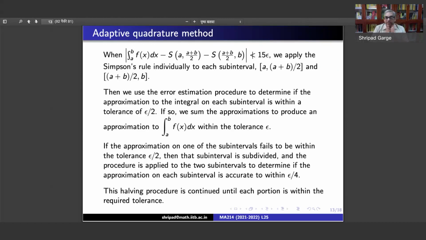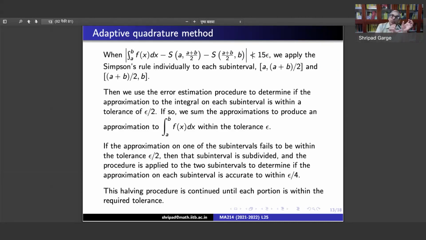So let me explain this once again. You want the epsilon tolerance on the whole interval. We have divided it into two parts, and suppose that the integration that we had obtained, S(a,b) minus S(a, a+h) minus S(a+h, b), is not less than 15 epsilon. Then of course you are not expecting that the integral value will be less than epsilon by 2 in each of them, in the whole thing.